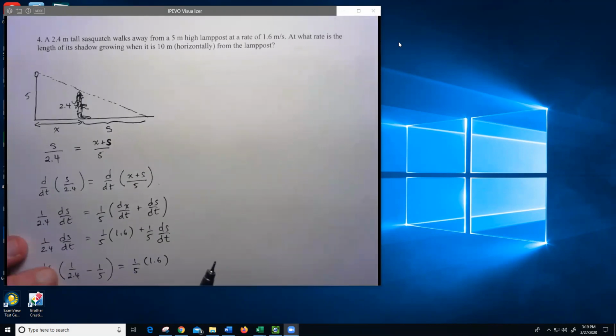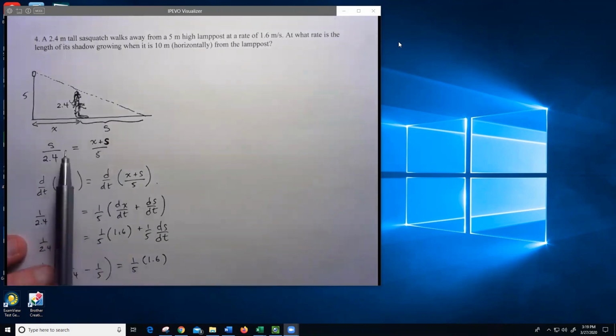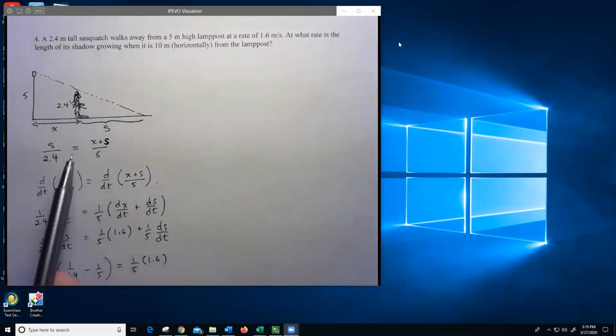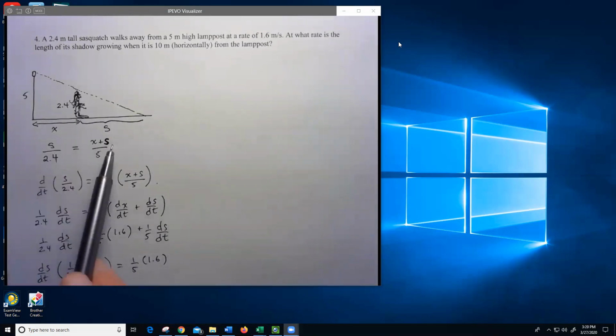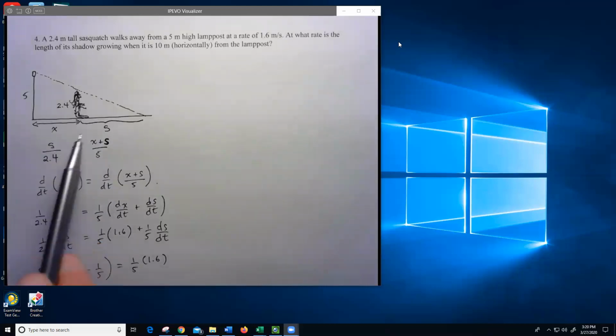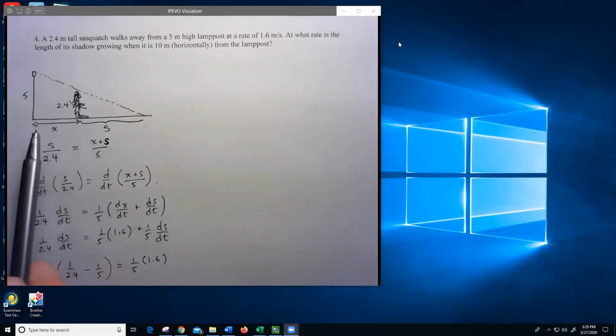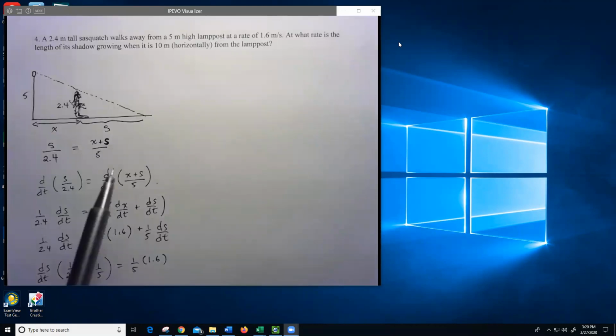But who wants to tell me why it's not so surprising that it shouldn't matter? Why should it not matter how far you are from the lamppost? Take a look at that original equation. You realize that if you rearrange this equation, this is actually a linear relationship between x and s. And so in the end, it makes perfect sense that it shouldn't matter how far you are from the lamppost, that the rate of change should be constant because the relationship between those two variables is linear.